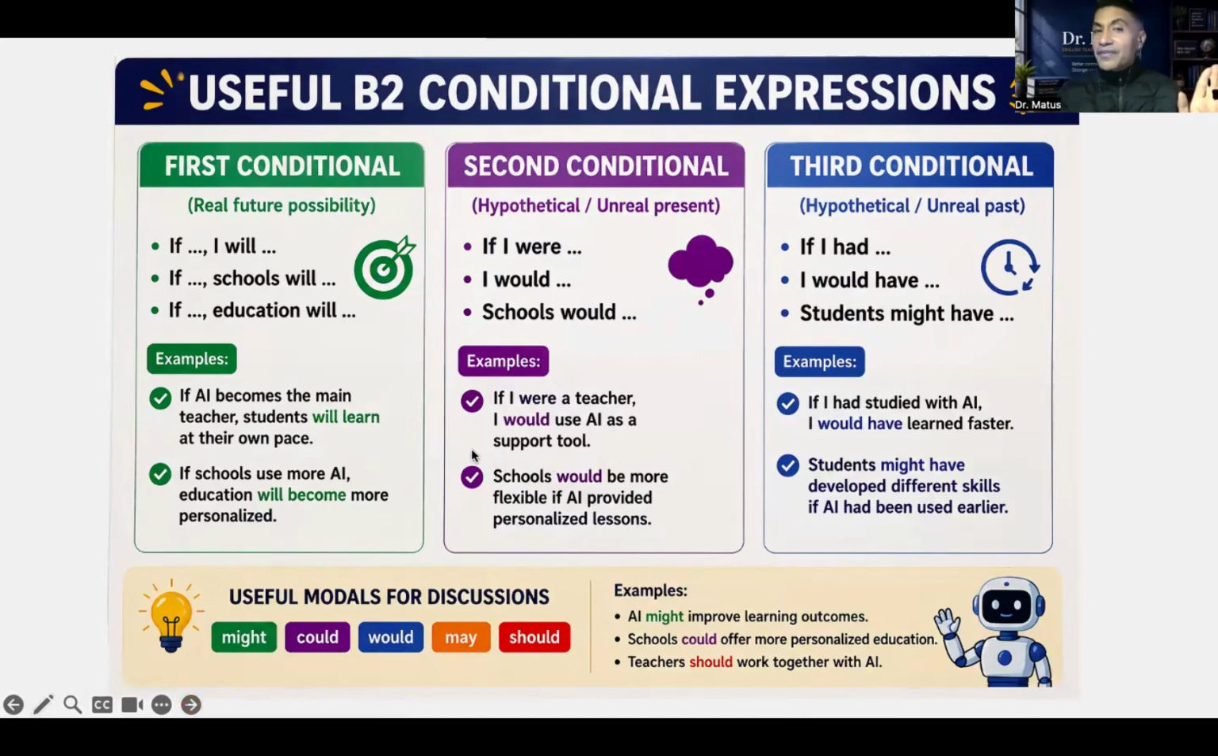So here you have a summary of the first conditional, the second conditional, and the third conditional. You've got examples that could be useful for you, and you have some useful models for discussions. Might be different, might have been different, could be different, could have been different, would be different, would have been different, should be different, should have been different, etc. And you have, of course, some examples that can help you improve your level of English and transition from level B1 to level B2.